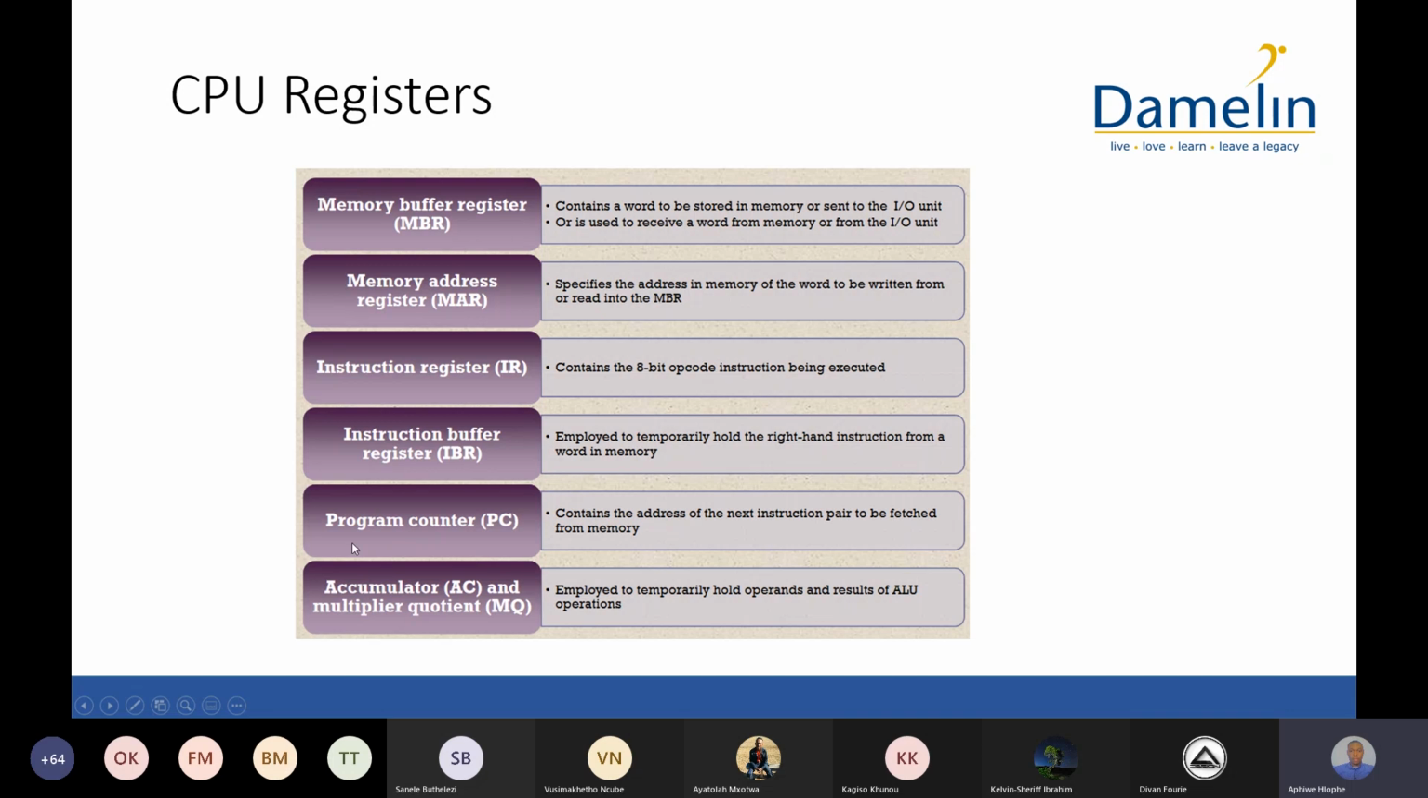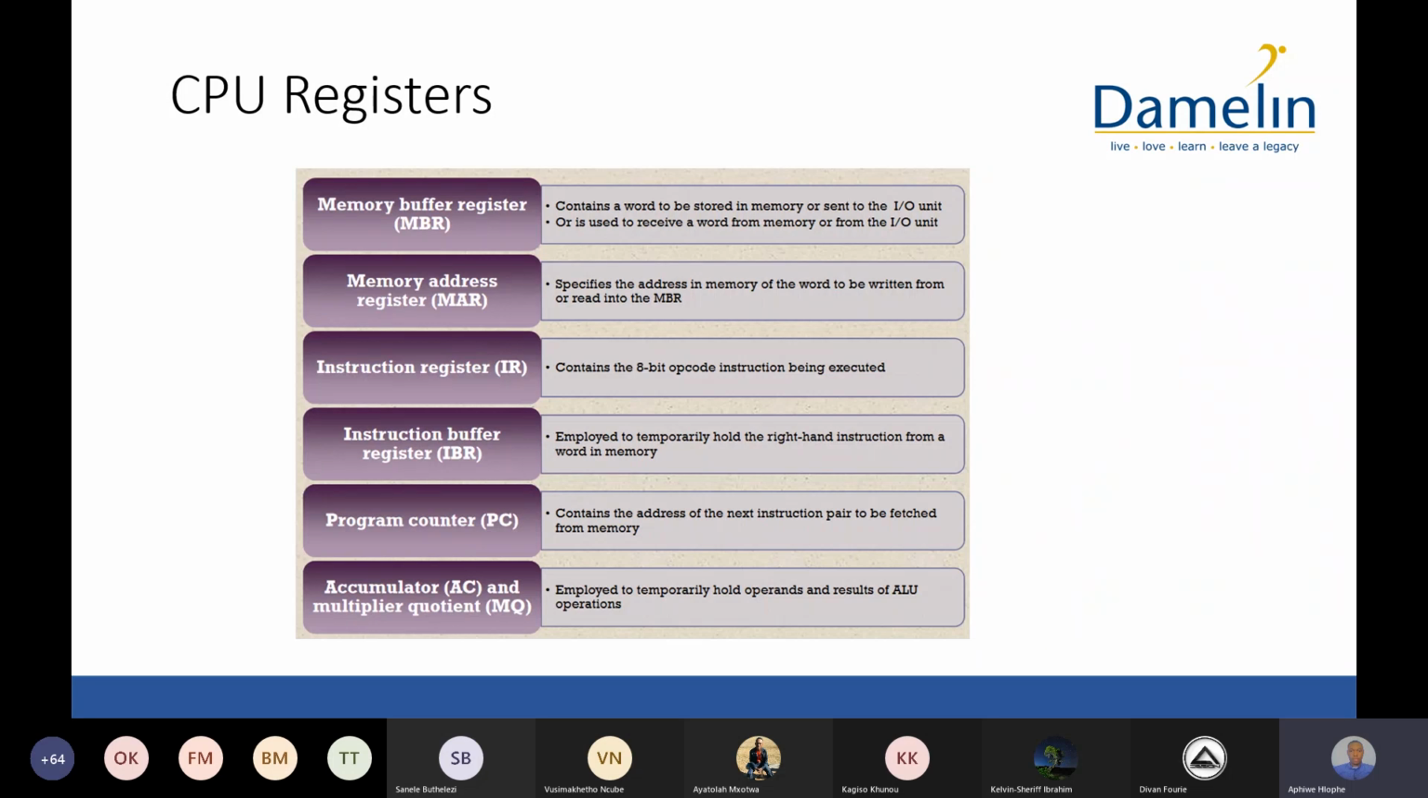Then we have the program counter, which stores all the different programs that have been executed, and the reason they call it a counter is that it increments. If it's a 32-bit processor, and we're assuming 8 bits per program, it's going to count by 4. So it's going to take the first 4 programs, then the next 4, and then the next 4. That's why you have the program counter register.